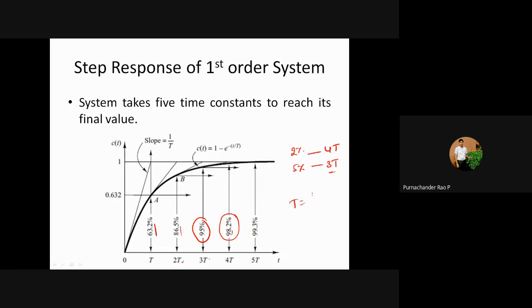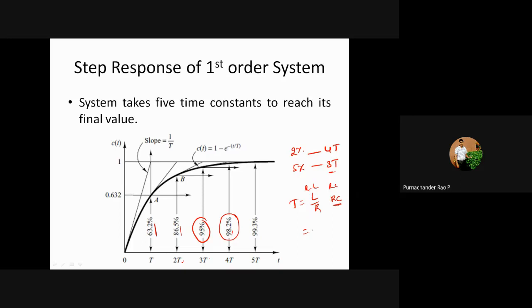Okay, so the time constant depends on L by R for the electrical system. If you take an RC circuit, it is going to be R into C. This is the RL circuit, its time constant is L by R. So for the RC circuit, the time constant is RC.